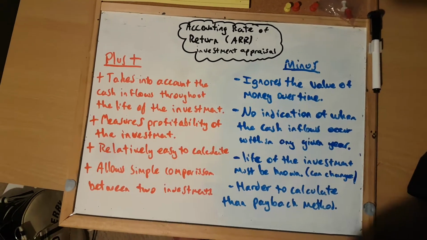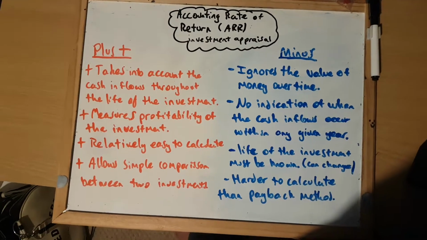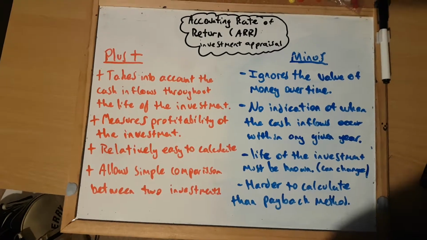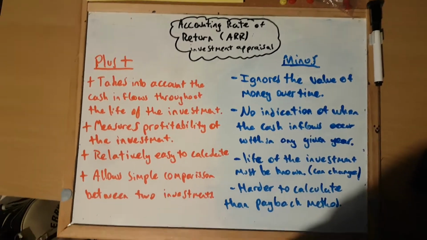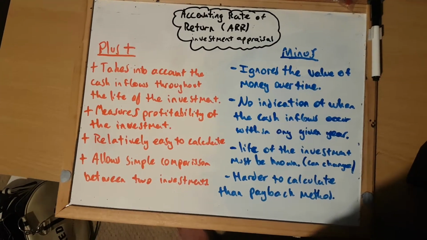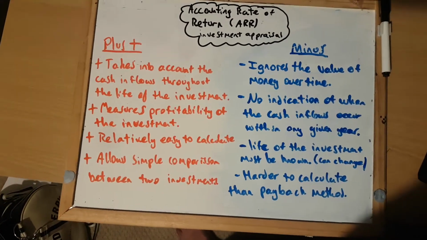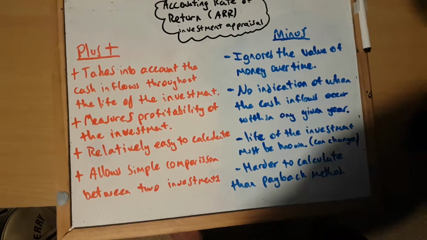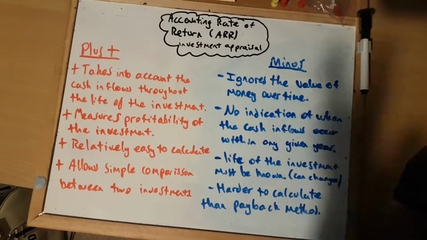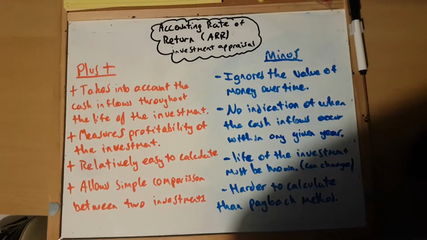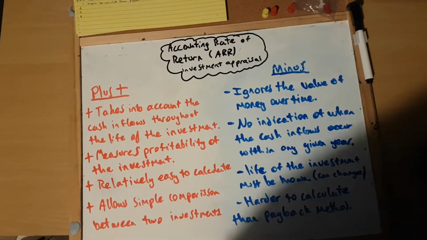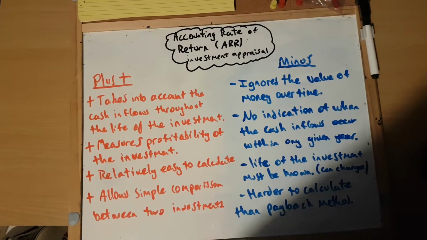And then it's relatively easy to calculate. Again, this is similar to the payback method, so because it's easier, more employees can do it, it takes less time, and it can save costs. Furthermore, it allows the simple comparison between two investments. So when you're comparing data, this makes it a lot easier to decide which investment to go for, and this can be crucial in business decision making.